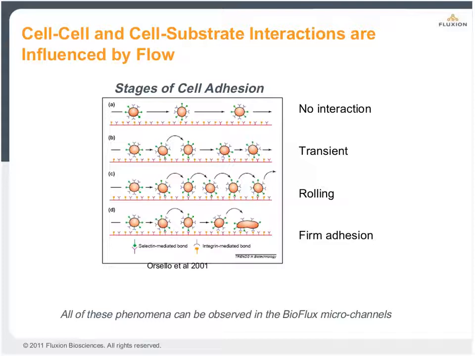You have things ranging from no interaction, to transient interactions, where the cells make small, short contacts and then continue to roll along the substrate. That then transitions to actual rolling, where the cells are truly contacting the substrate continuously, and you can observe this as a reduction in velocity. And then finally, real cell adhesion, which can later lead to things like transmigration and other phenomena. And so you can observe all of these in the BioFlux.